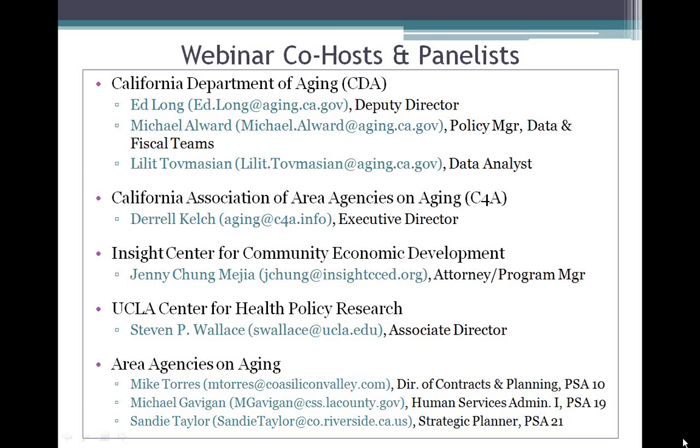And very proud to also represent today UCLA Center for Health Policy Research, Steve Wallace, who is our research partner on the Elder Index. He is also not available to join us today, but if you should have any detailed questions about the Elder Index data itself, feel free to either contact Steve or myself.